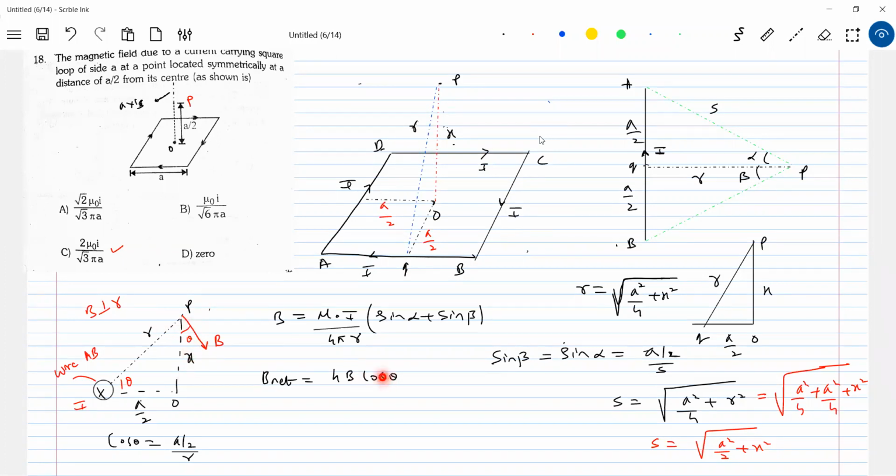So 4B cos theta. What is B? Due to any one side you take here, we don't know R, we don't know S. R you can find out from triangle QOP. So x equal to a by 2 we know, so we'll get R. Then how to calculate alpha and beta? For that we should know S. So again take help of this triangle. S square equals (a by 2) square plus R square. Substitute the value of R from this triangle, you'll get S. If you know S, then you can get cos alpha, cos beta, sin alpha, sin beta. Substitute them here. You'll get B due to one wire, one side. Then the vertical components add and the horizontal components will cancel out.